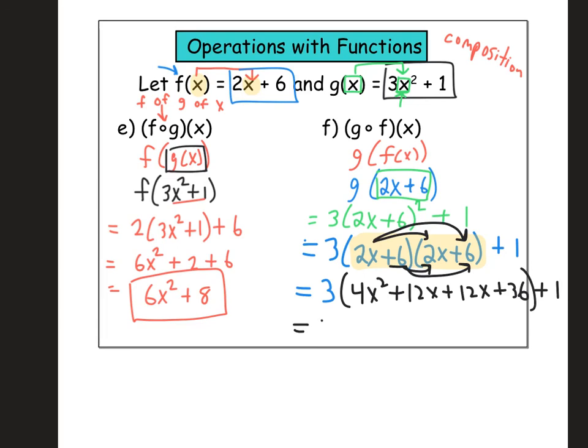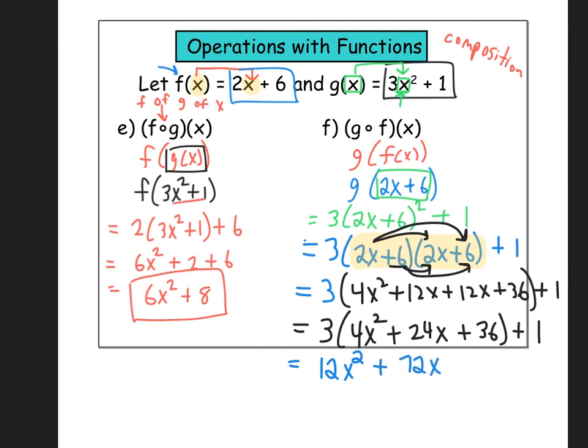Okay, then we can keep simplifying. The 3's still out there. In the parentheses, we have 4x squared. We can combine the 12x and 12x to become 24x plus 36, and then there's still a plus 1 on the outside. Okay, now what we can do is distribute the 3 to everything. So 3 times the 4x squared, we have 12x squared. 3 times the 24x is 72x.